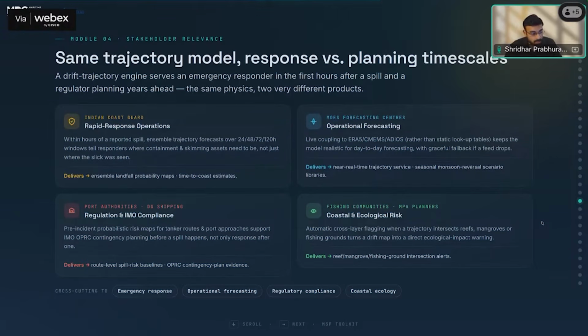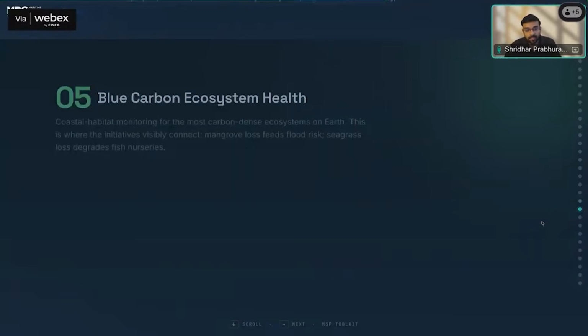Rapid response operations, regulations and IMO compliance, all the operational forecasting that we have, coastal and ecological risk. Now, flagging when a trajectory intersects with the reef, mangroves, or fishing grounds is again extremely important. This is where I was mentioning that all these layers actually feed into each other, which is where the beauty of this comes in.